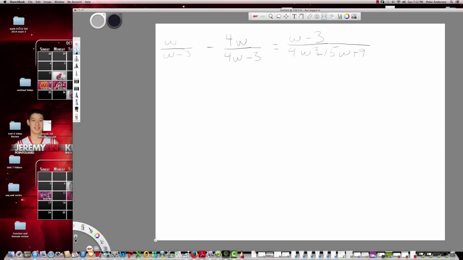However, we can probably factor this out. So I'm just going to attempt to factor it out. Now, most likely, it's going to factor out to be 4W minus 3 times W minus 3 or something close to that. So I'm just going to try it.